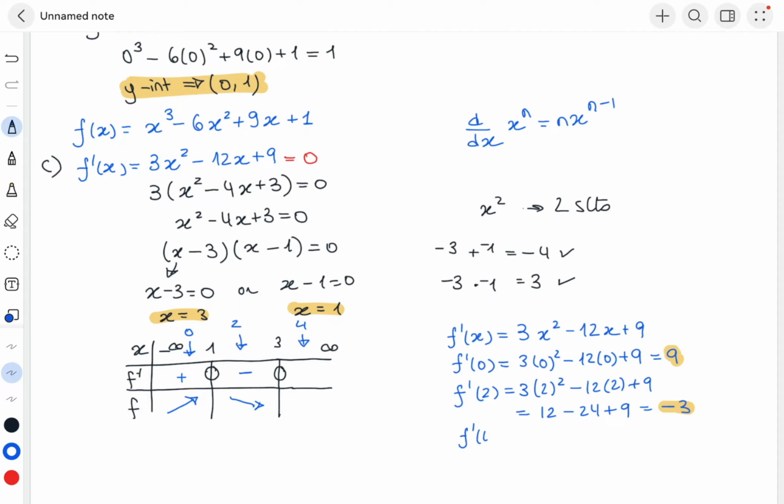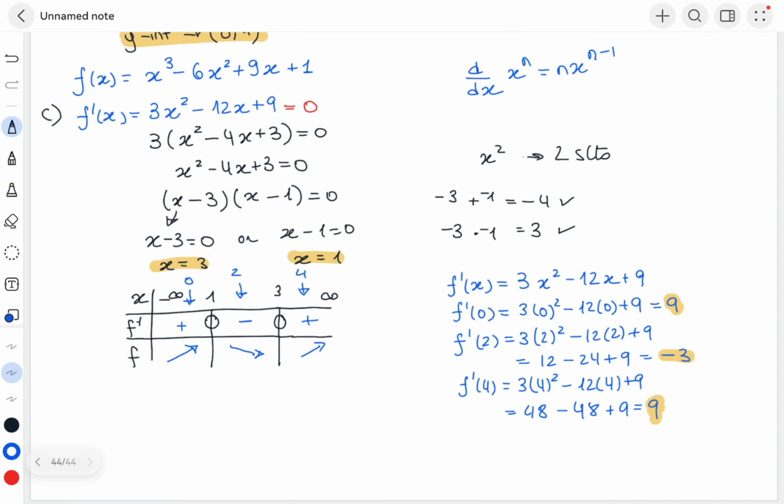Now f prime at 4. 3 into 4 squared minus 12 into 4 plus 9. We'll have 3 multiplied by 16, which is 48. Negative 12 multiplied by 4 is negative 48 as well, plus 9. So our answer will be 9. 9 is a positive value, so our function is increasing on that side.